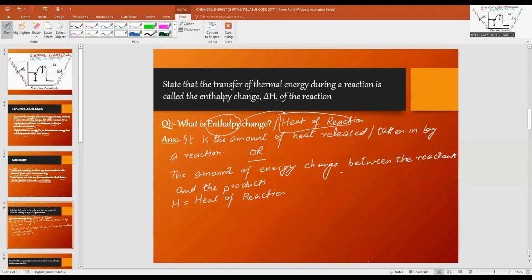Therefore, in order to represent change in heat of reaction or enthalpy change, we use the symbol delta H. Delta H is enthalpy change, or change in heat of reaction.